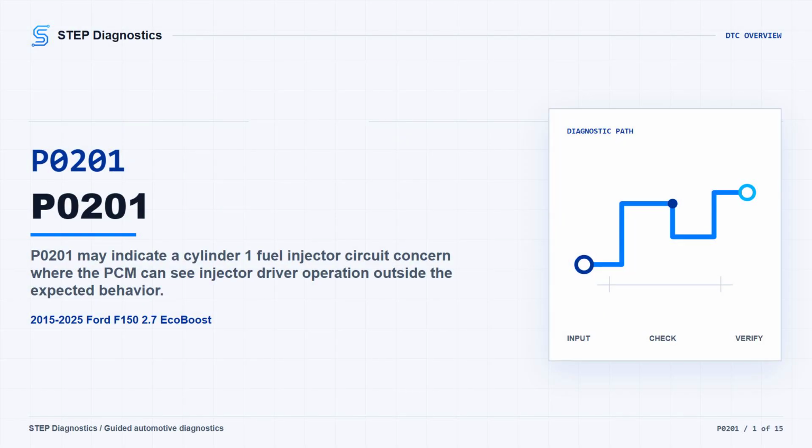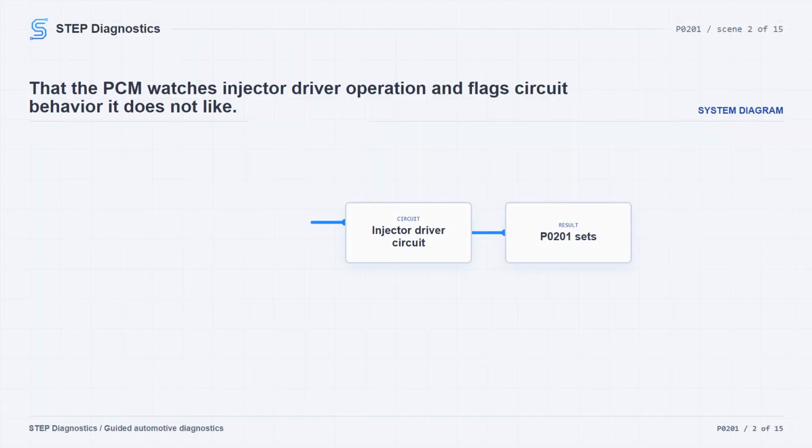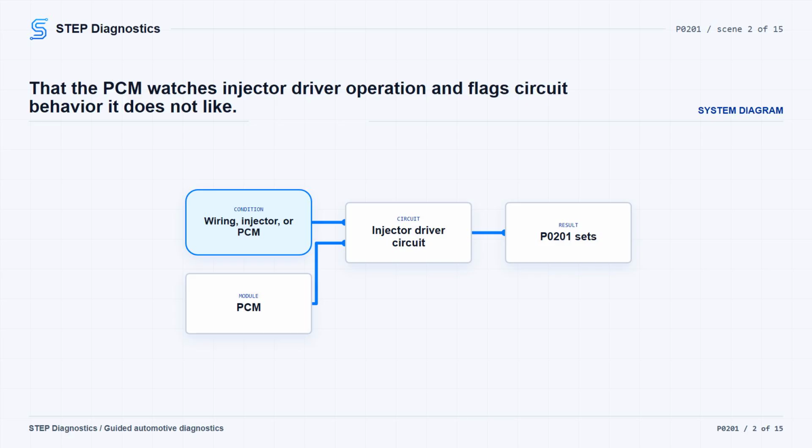On this Ford F150 2.7 EcoBoost, P0201 is a cylinder 1 direct fuel injector circuit fault. In plain terms, the PCM may not be seeing the injector driver circuit behave the way it expects. The truck may have a rough idle, a miss, a no start, or it may only set the code. The possible fault areas are the injector wiring, the injector itself, or the PCM.